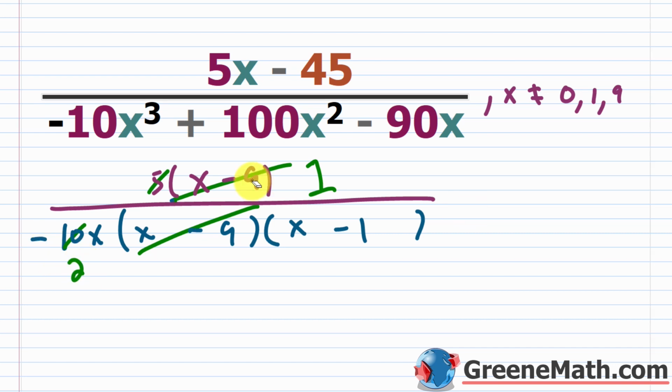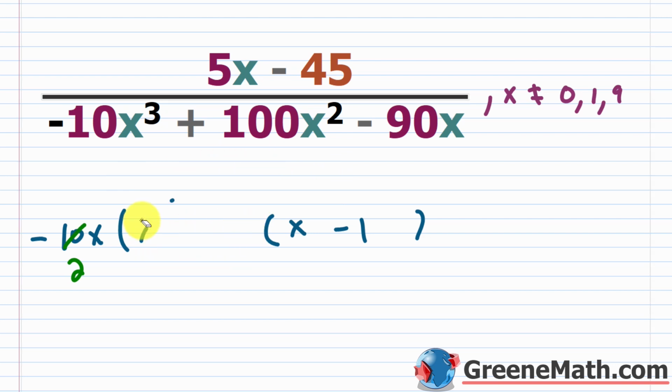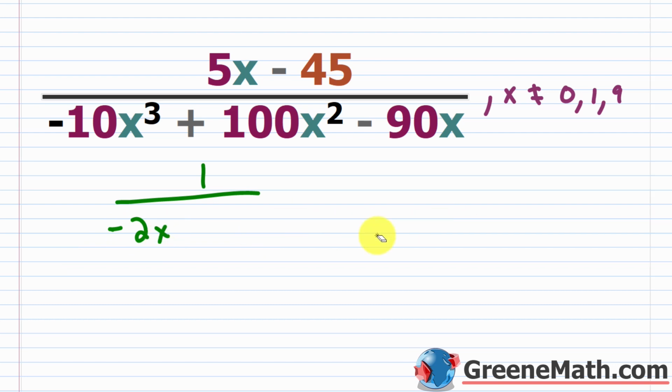So let me actually erase this. Let me write this more cleanly. So this is going to be a 1 in the numerator. And then over, you're just going to have a negative 2x times this quantity x minus 1. Again, your restrictions always come from the original rational expression. So x is not equal to 0, 1, or 9.